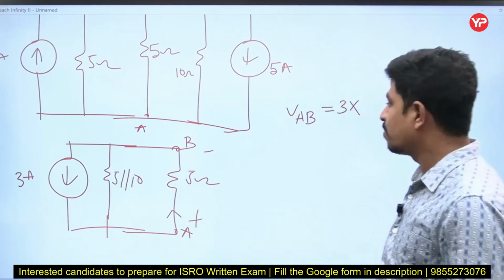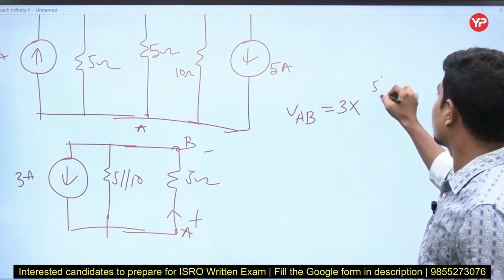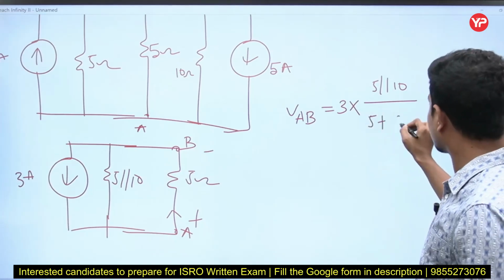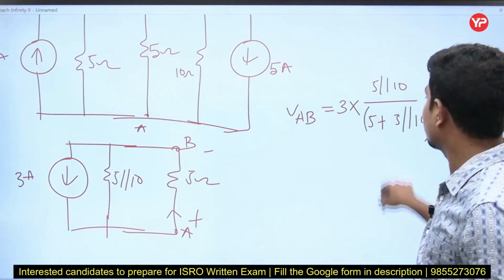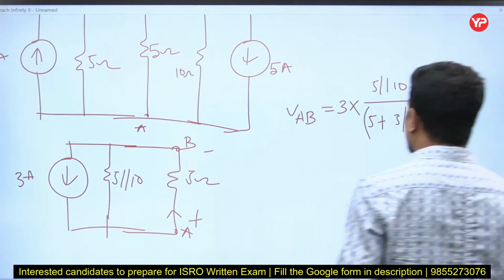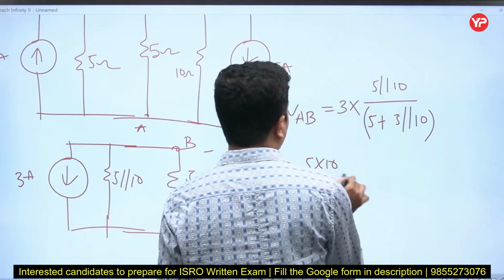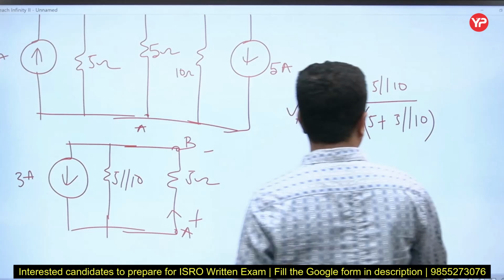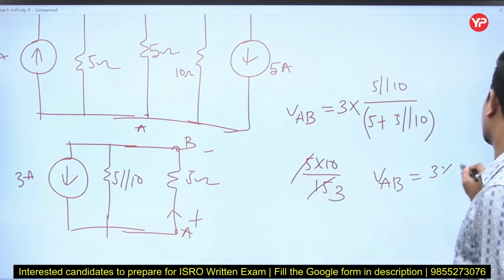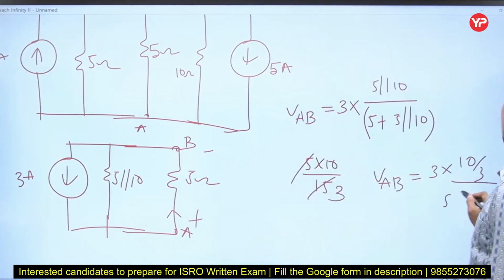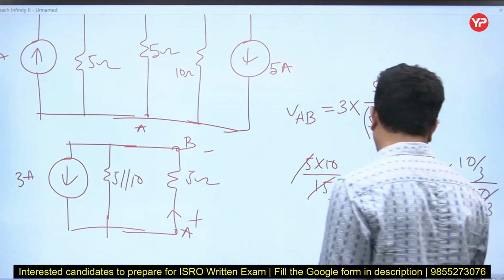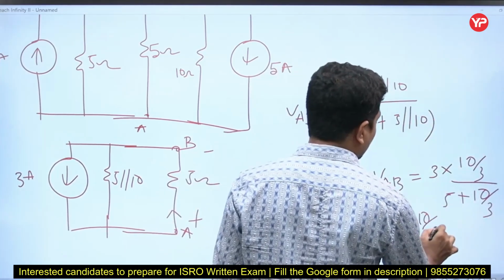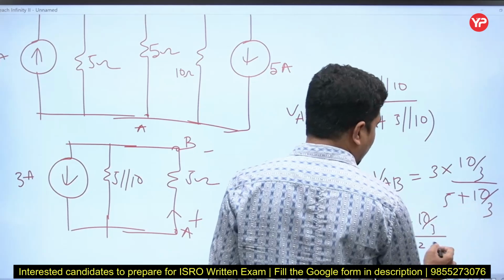Observe here, 3 amperes into the opposite resistance, 5 in parallel with 10, divided by total resistance, which is 5 plus 5 in parallel with 10. Now what is 5 in parallel with 10? 5 into 10 by 15, 5 threes, that is 10 by 3. So VAB is equal to 3 into 10 by 3 divided by 5 plus 10 by 3. Now VAB is equal to 3 into 10 by 3 by 15, 25 by 3.